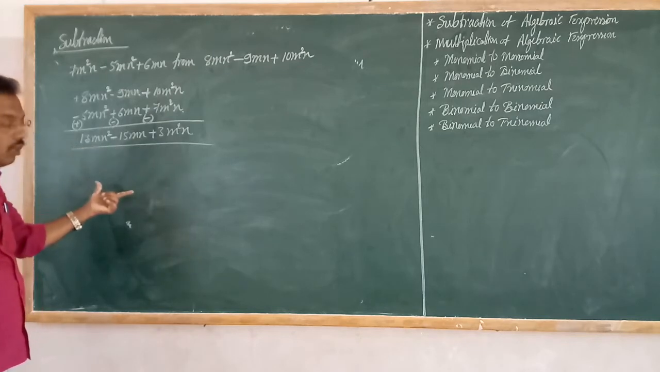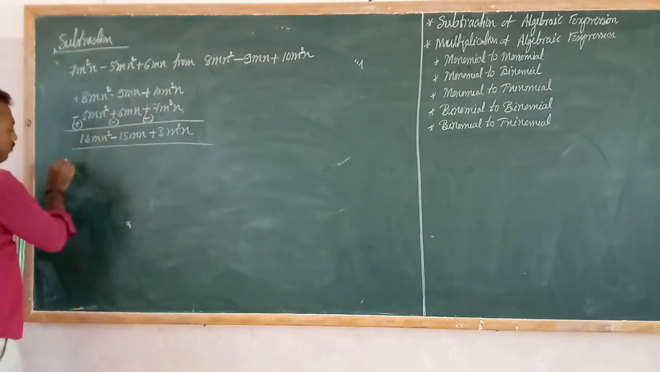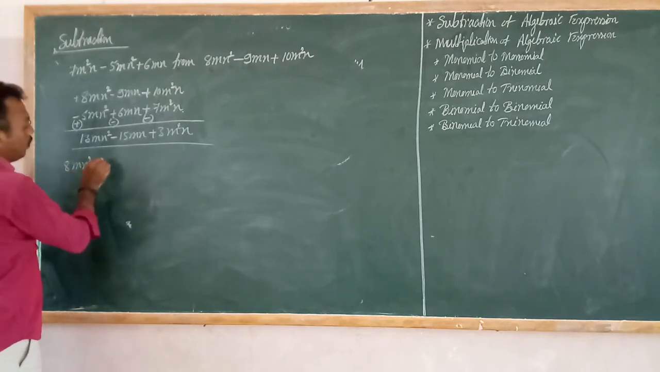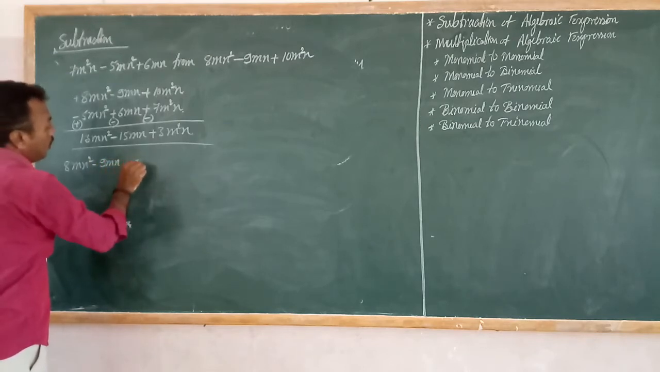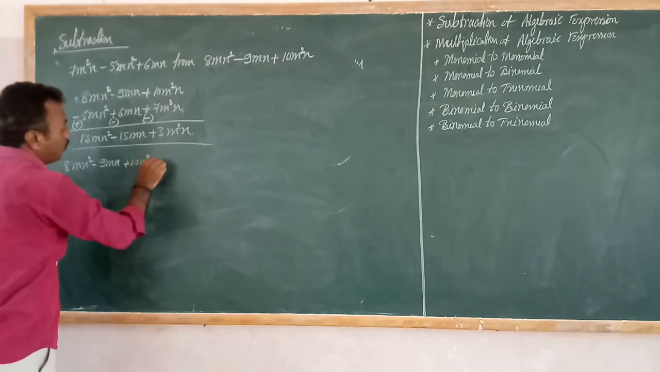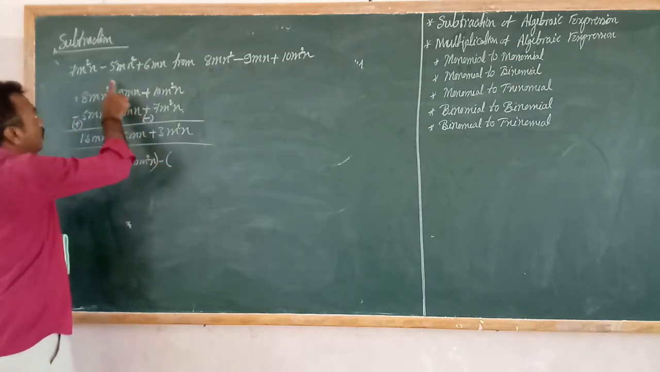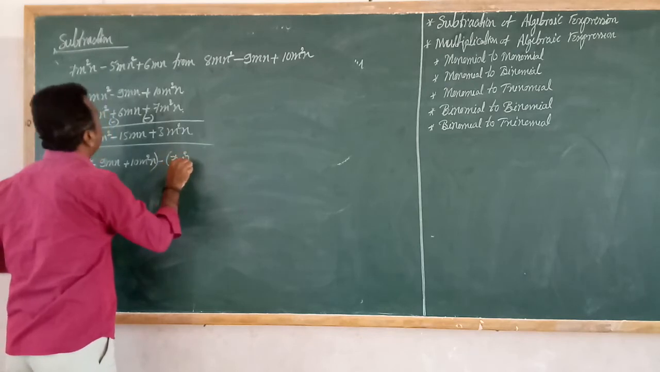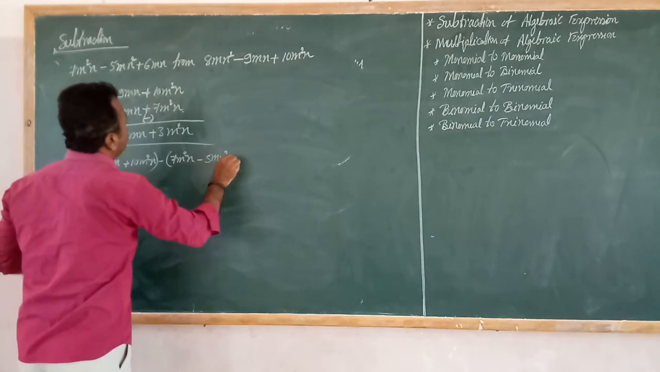So if you want the horizontal method, I will show it as the last one. This one sum. See, first I will write 8mn square minus 9mn plus 10m square n, minus, put the bracket. In this bracket you have to write down 7m square n minus 5mn square plus 6mn.